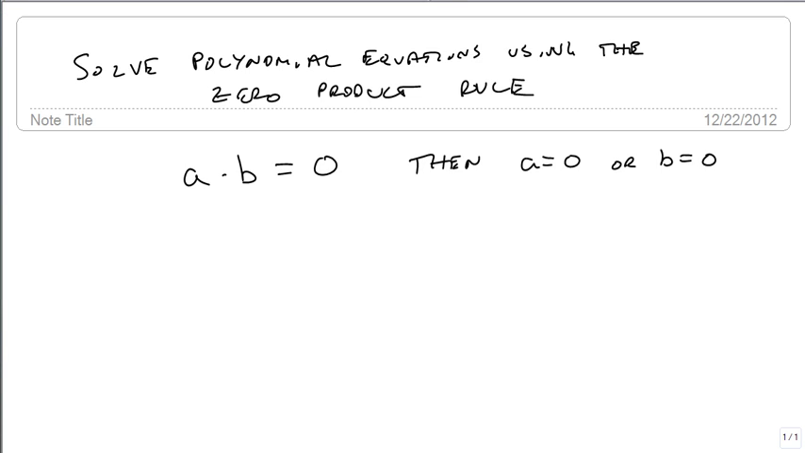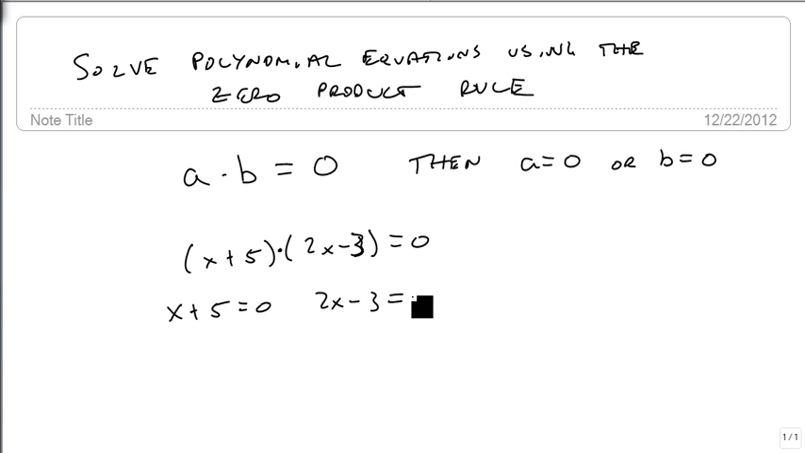So for instance, suppose we have x plus 5 times 2x minus 3 equals 0. Well, according to the zero product rule, there's a times here between these. So either x plus 5 equals 0 or 2x minus 3 equals 0. So we solve these equations.